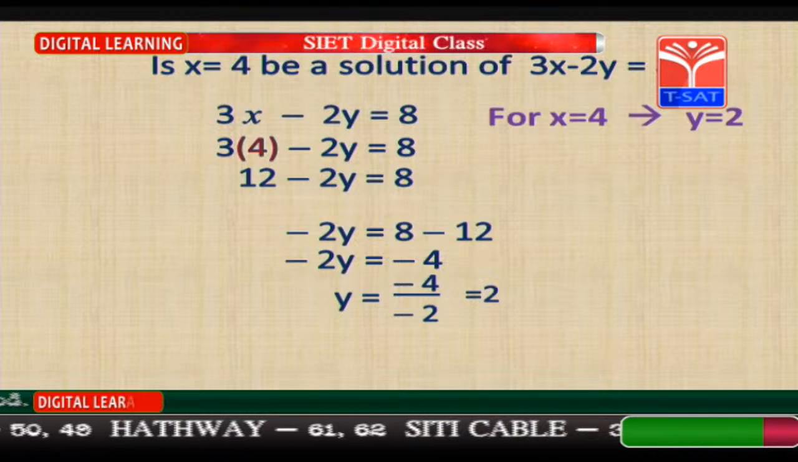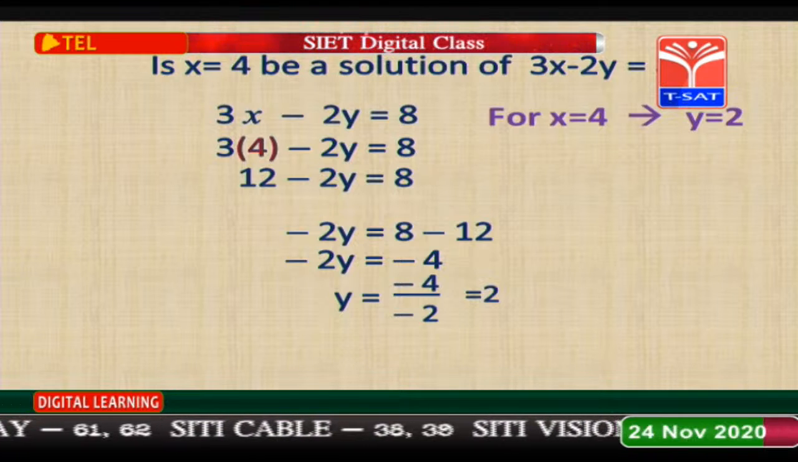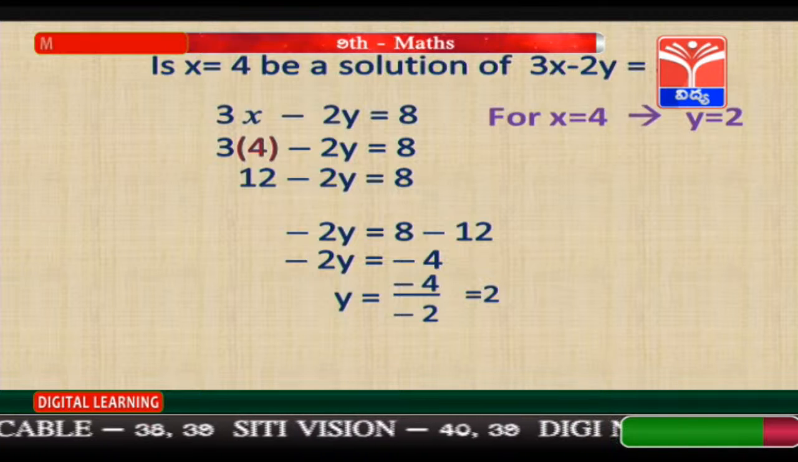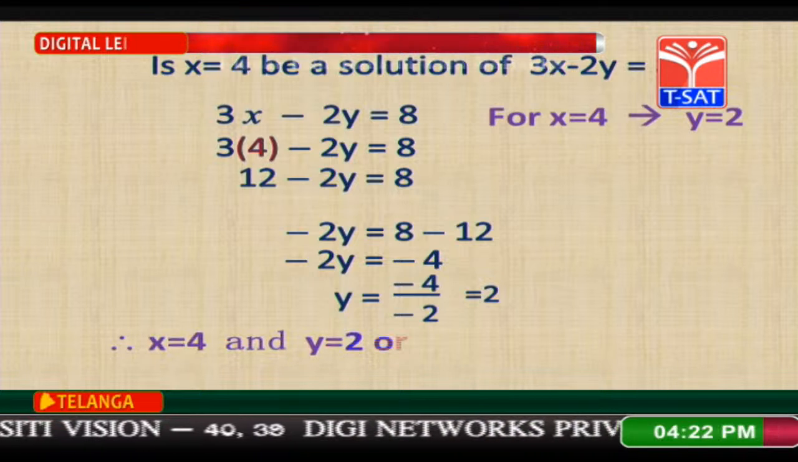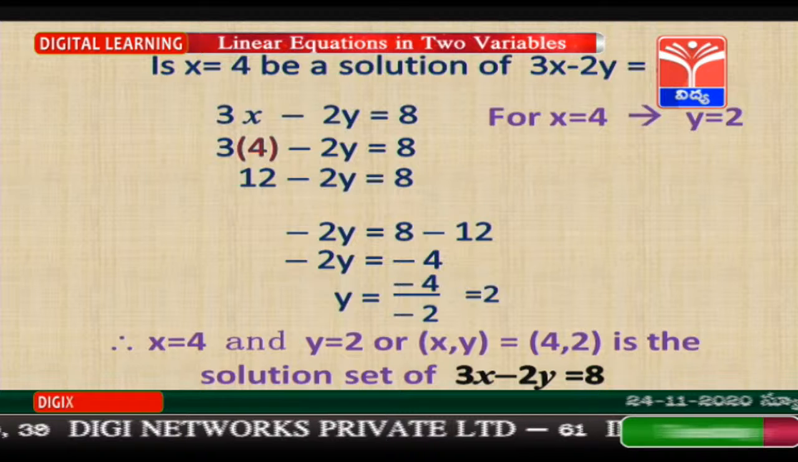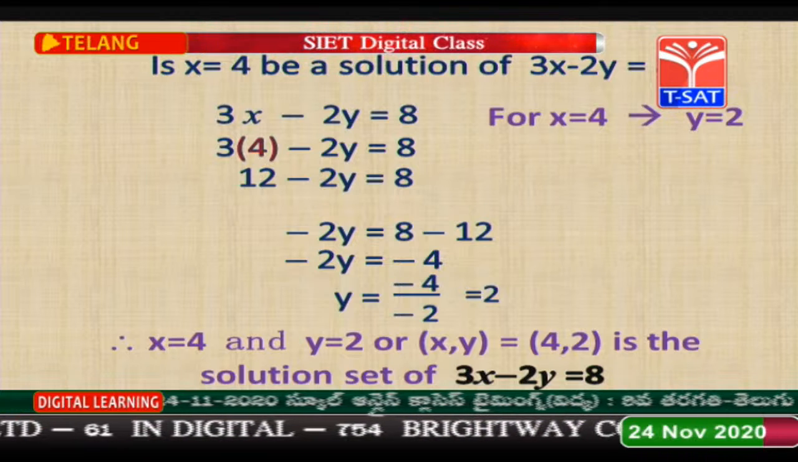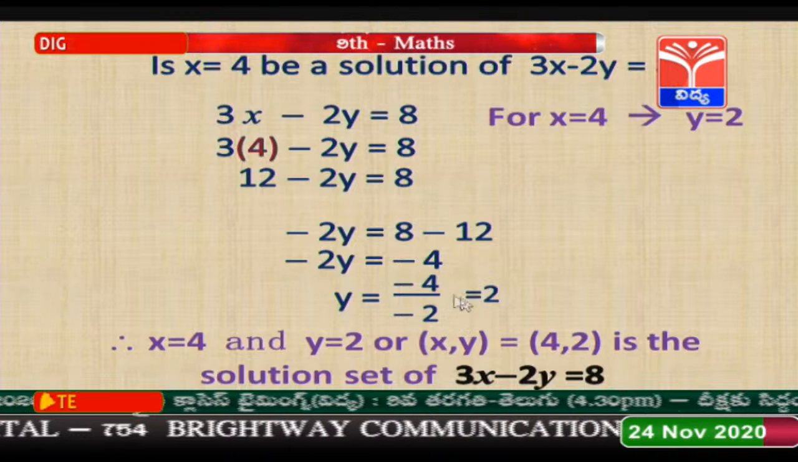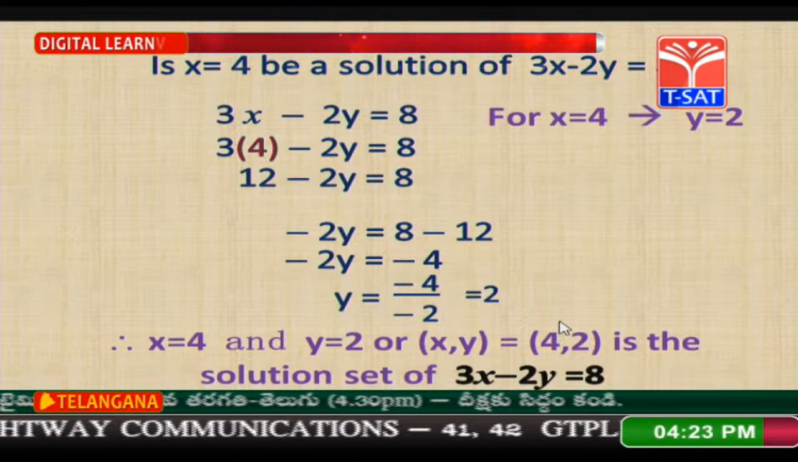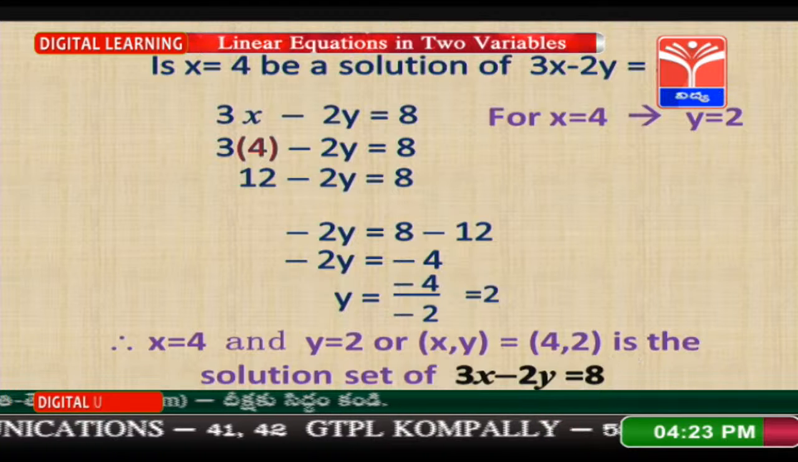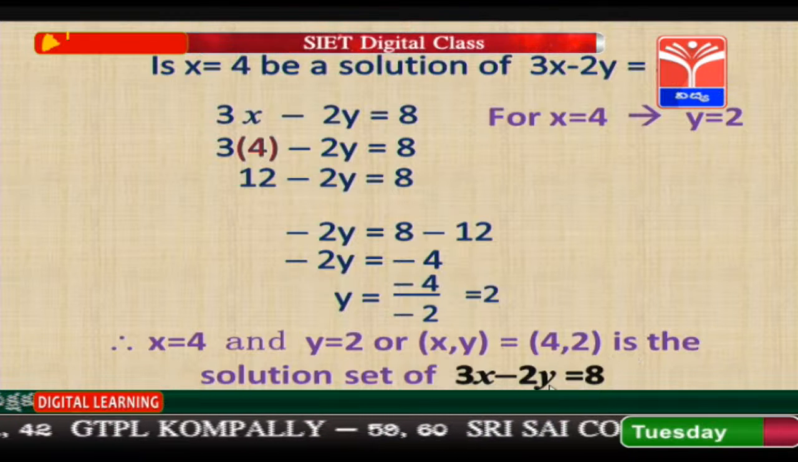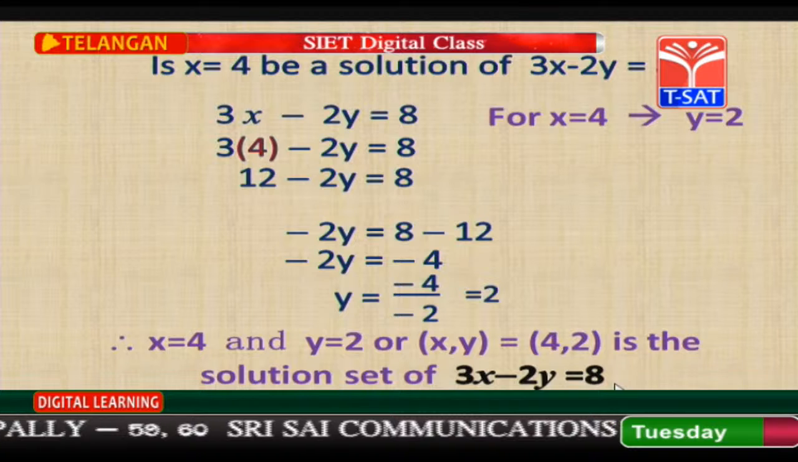2. So, here you will be saying the value of x is equal to 4 and y is equal to 2 as the solution set, and how to represent? Therefore, x is equal to 4 and y is equal to 2, or an ordered pair (x, y) which is equal to (4, 2), is known as the solution set of 3x minus 2y is equal to 8.